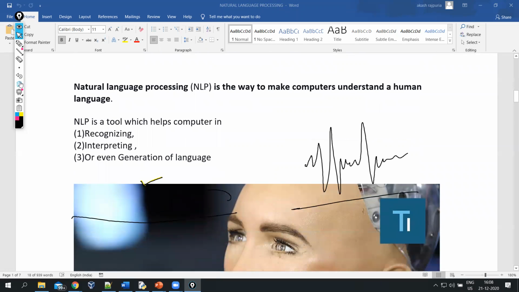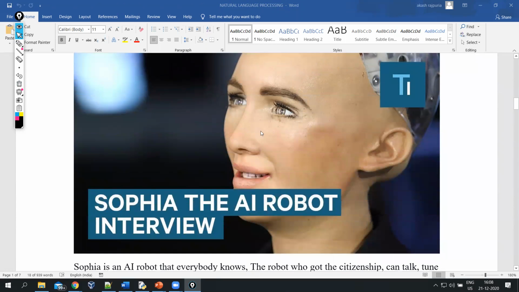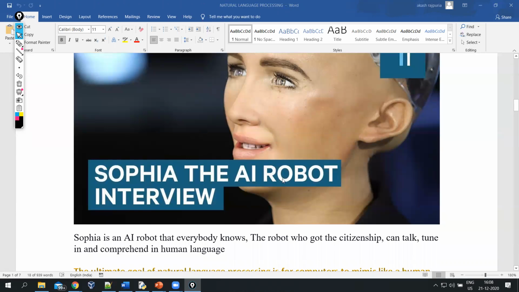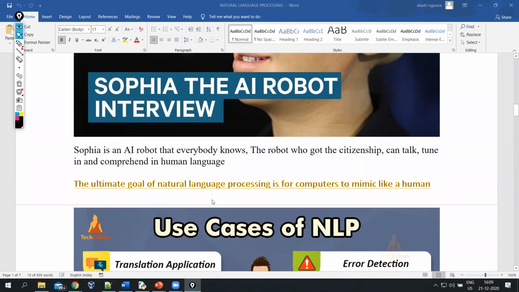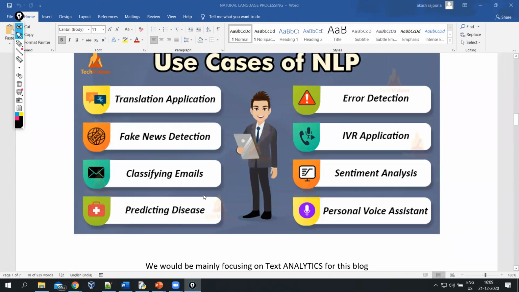Like you have heard about this Sophia robot, which has been awarded a citizenship, so that can talk and comprehend like a human. The ultimate goal of NLP is to make computers mimic a human. So there are multiple use cases in NLP.